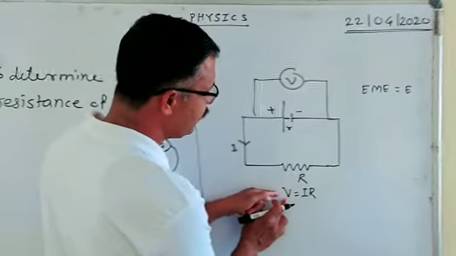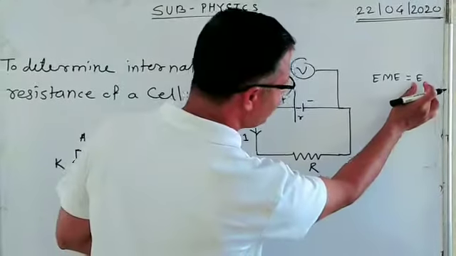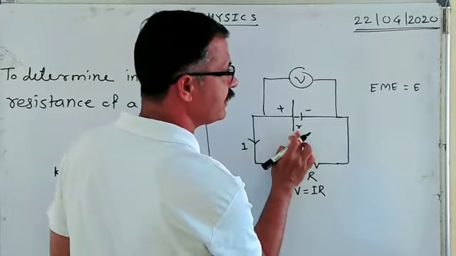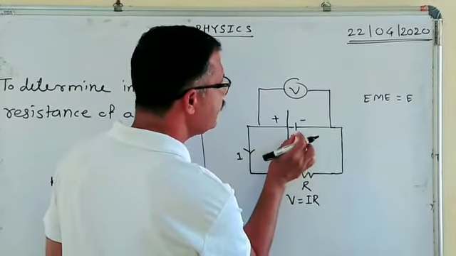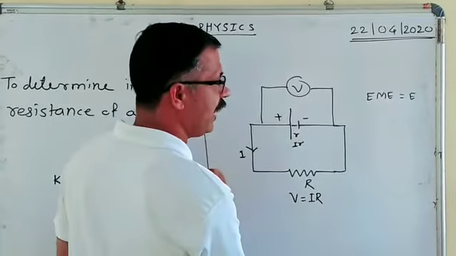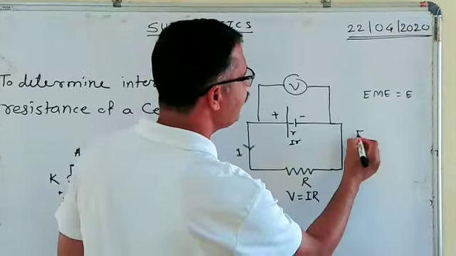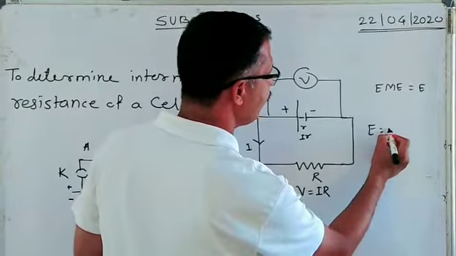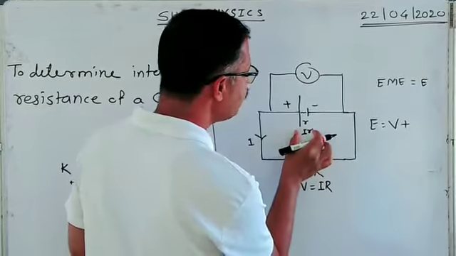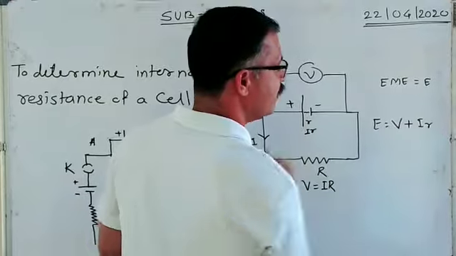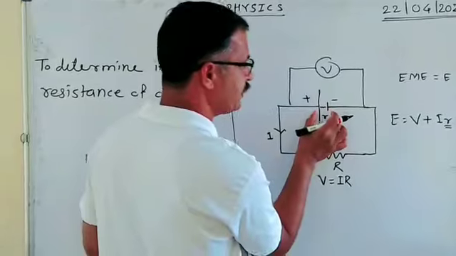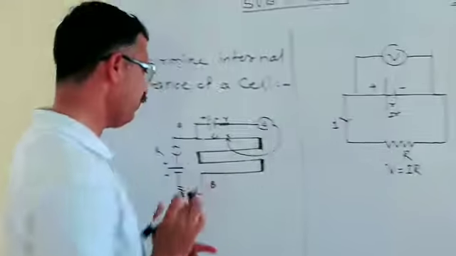This potential difference is less than the EMF because this current also flows through the internal resistance, due to which the internal resistor drops a small value of EMF, that is Ir. Hence, the total EMF is given by the equation E is equal to the potential difference across R, that is V, plus this potential difference Ir. Today's point of discussion is to determine this internal resistance of the cell. Friends, let us come to the point.